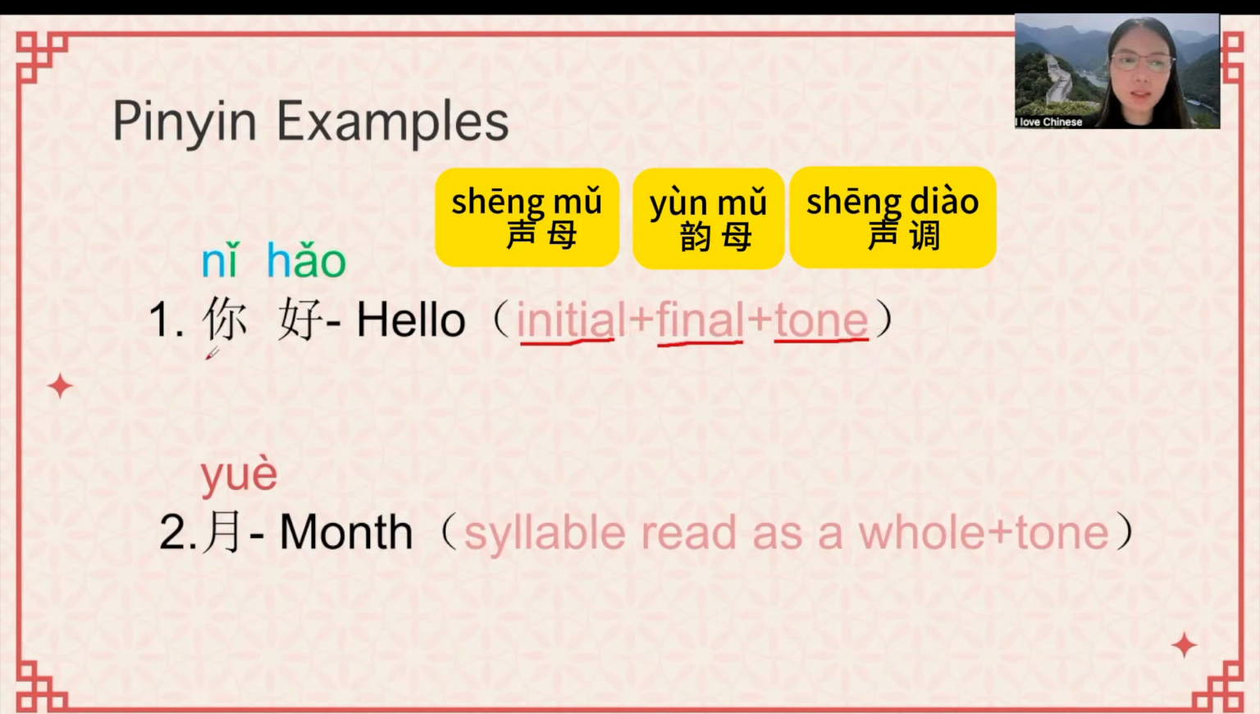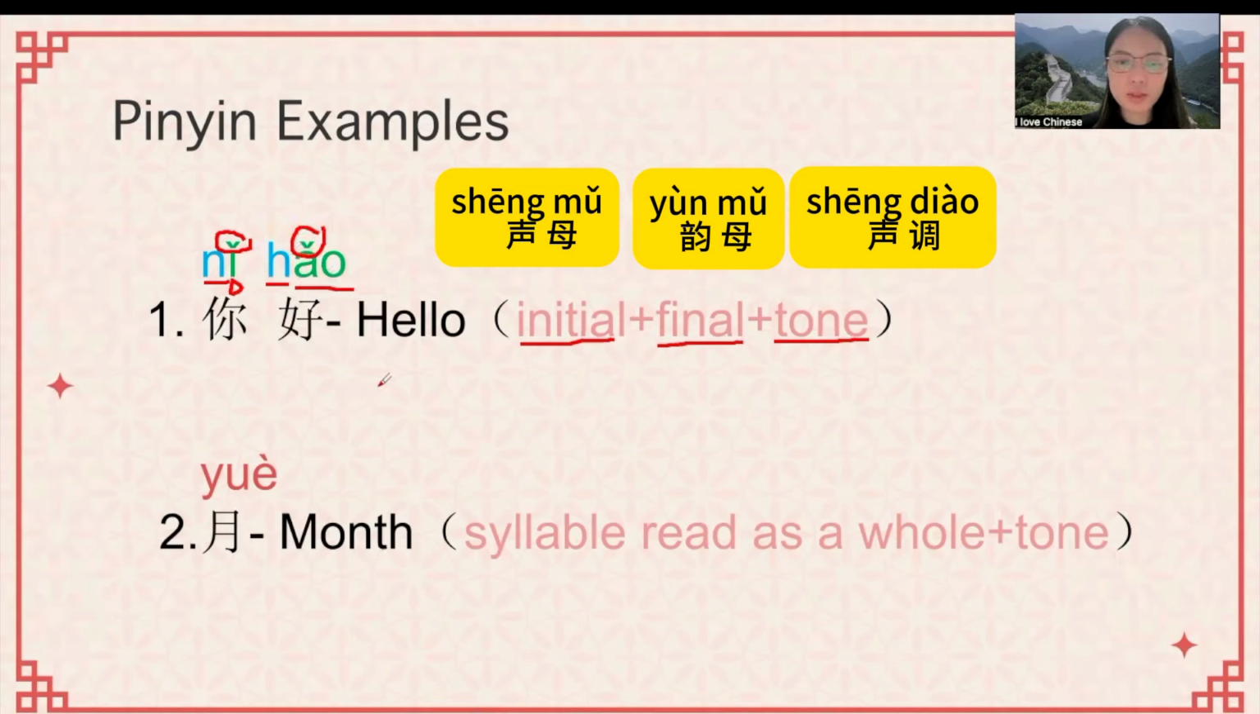Hello, we say 你好 in Chinese. Look at 你 here. n is the initial, i is the final, and this is the tone mark. It is the third tone. h is the initial, ao is the final, and this is also the third tone mark.